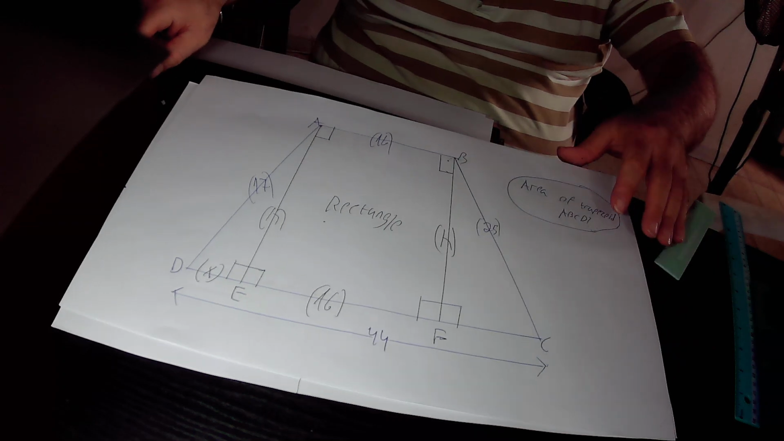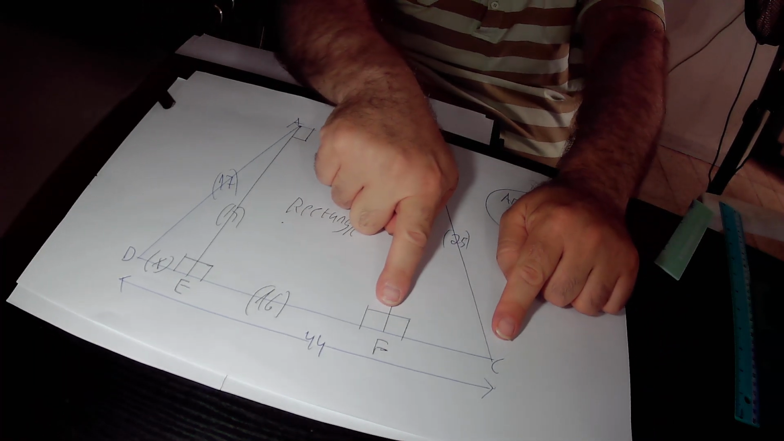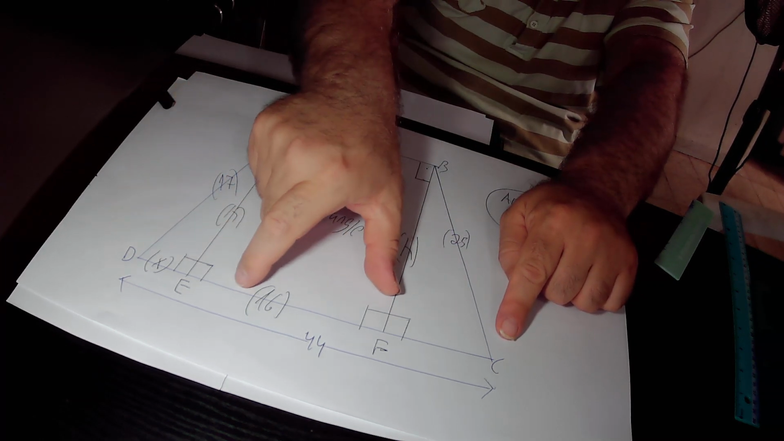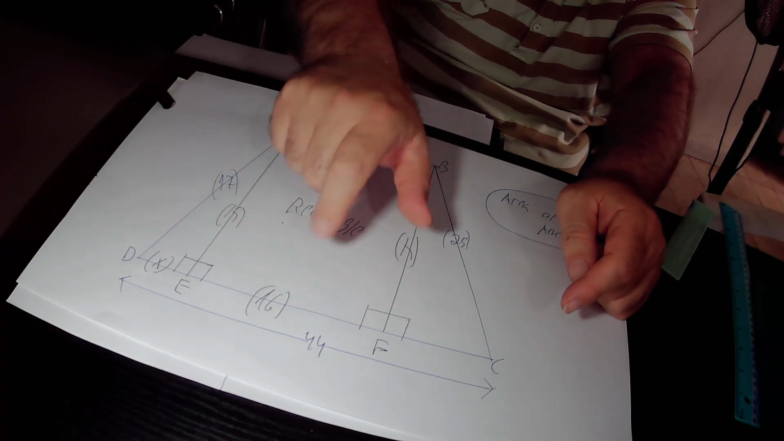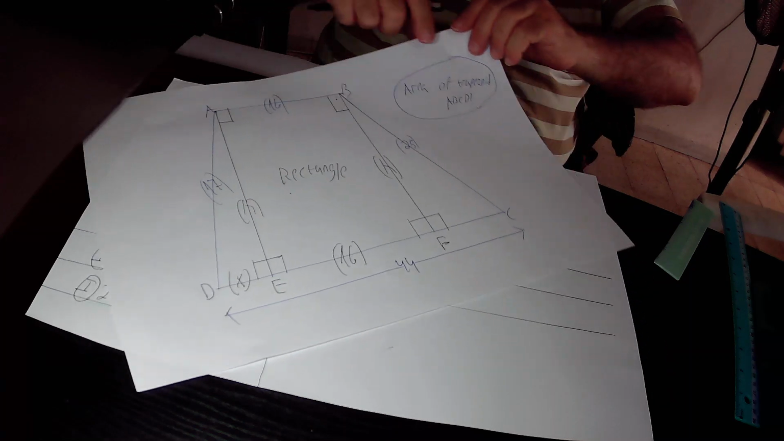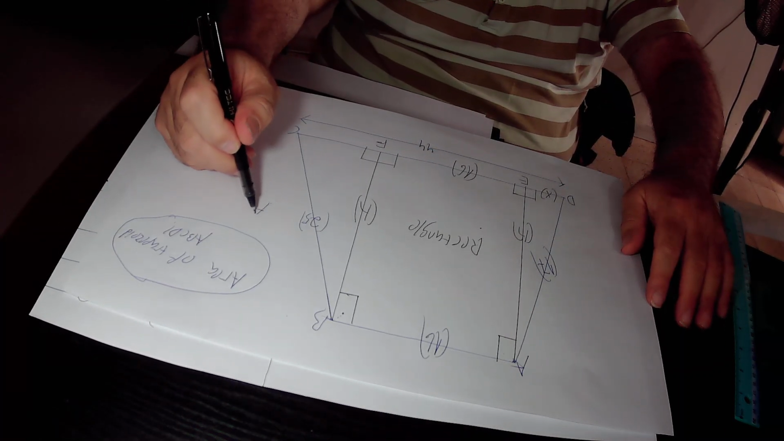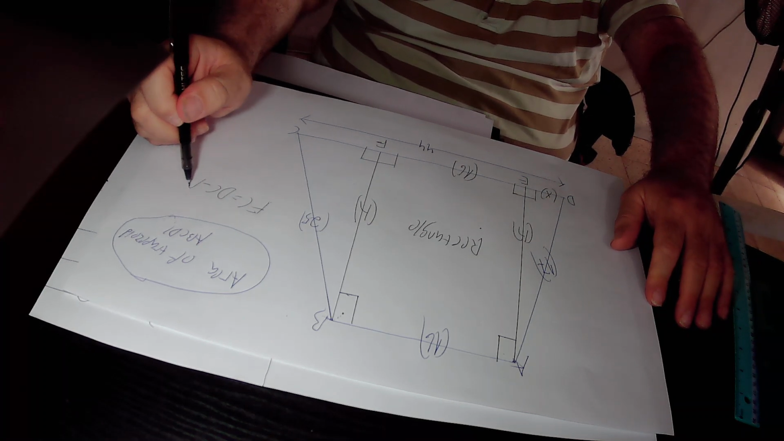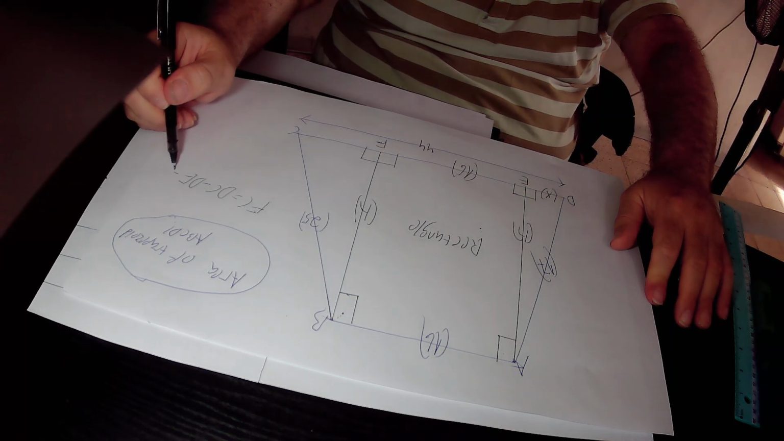What is the length of the missing line segment FC? From the drawing it is very easy to see that FC in total equals DC minus DE minus EF. Again, FC in total equals DC minus DE minus EF. So I write it down. FC in total is equal to DC minus DE minus EF.